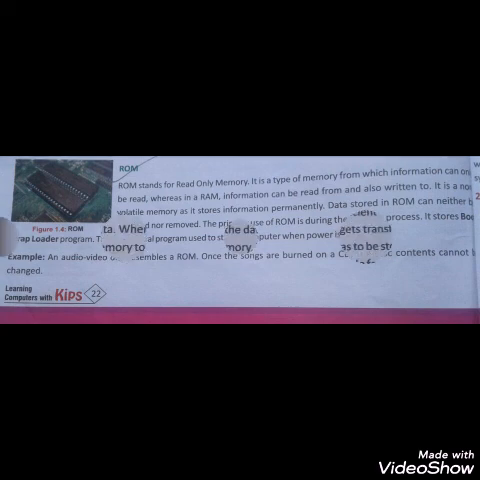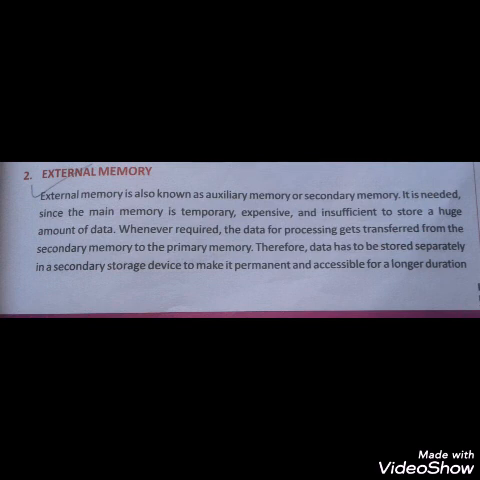Now we shall talk about the second type of computer memory, which is known as external memory. External memory is also known as auxiliary memory or secondary memory. It is used to store different programs and information permanently. It can store a huge amount of data.